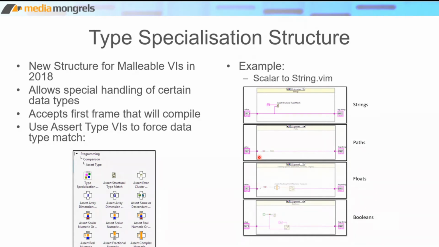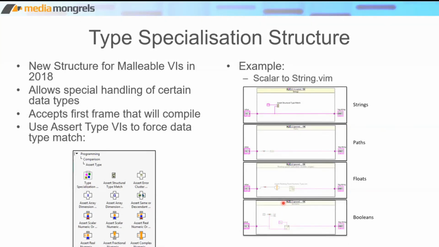But what I can do is use a type specialization structure and say, all right, for strings, we'll just pass out the string. For paths, we'll convert it to a string and then pass that out. For numerics, if it's a numeric type or a floating point numeric type, then convert that to a string using the number to string conversion functions. And at the bottom here, for booleans, we flatten that to, I think, a true or false, for example.